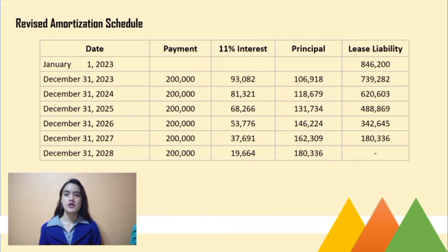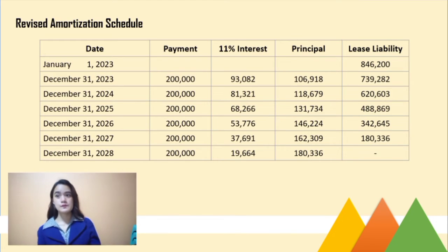So, next, on December 31, 2023, yung lease liability natin para makuha, kunin muna natin yung interest, which is the lease liability multiplied by the implicit rate of 11%, you will get 93,082 pesos. So, itong 93,082 pesos, i-deduct natin siya sa annual rental payable na 200,000 pesos. As you can see, yung column ng payment, pare-pareho sila. Kasi nasa agreement between the lessee and the lessor na yearly 200,000 pesos yung ibabayad ni lessee.